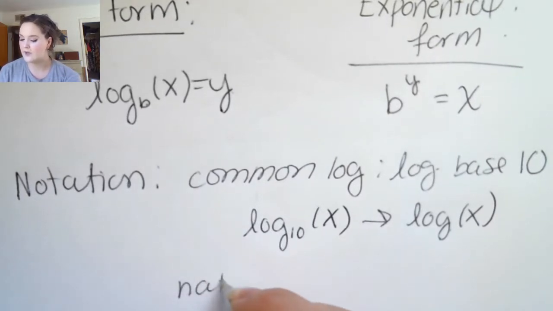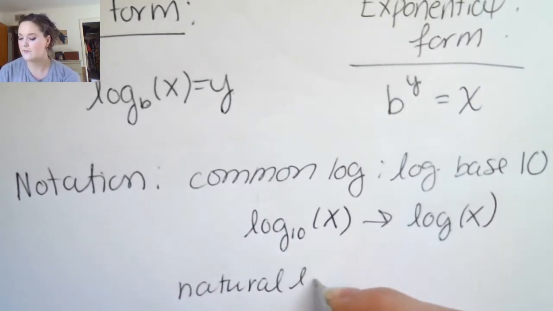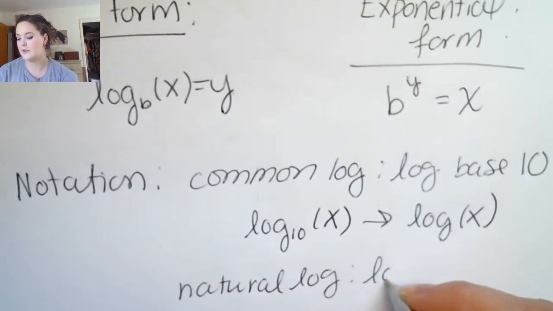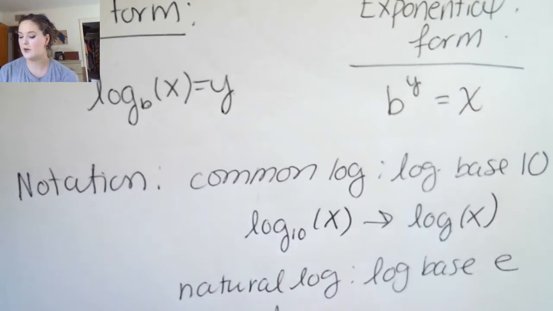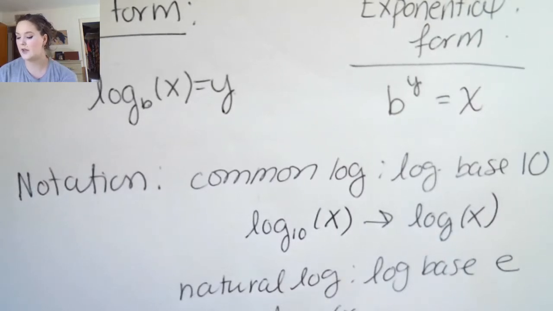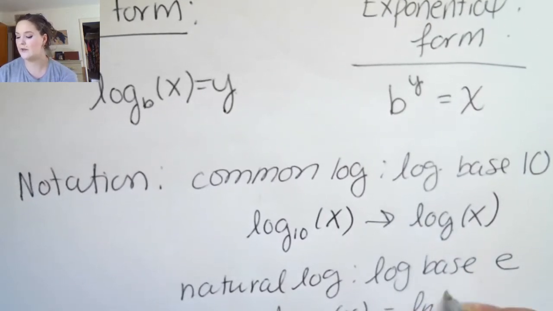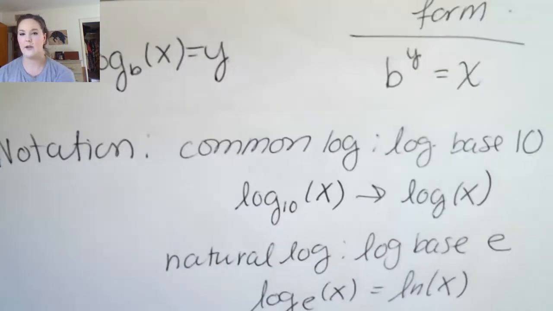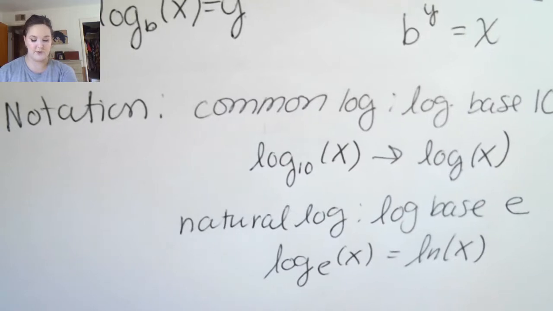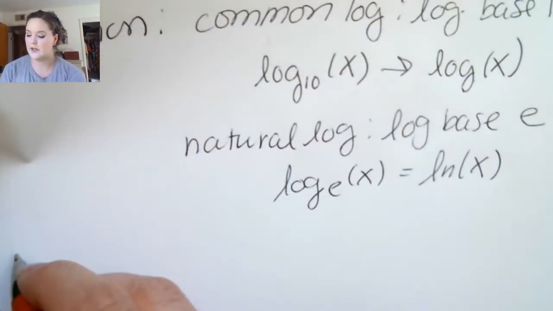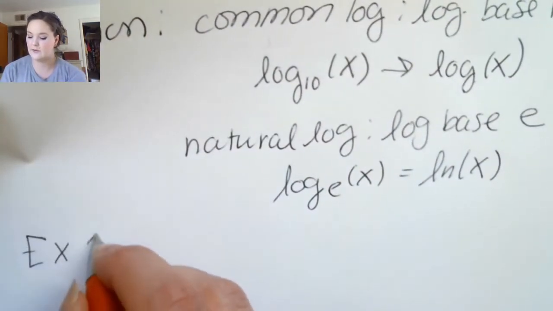Okay, now if you have the natural log, okay, remember this is log base e. Okay, and instead of writing log base e of x, people will write ln of x. Okay, all right. So now that we remember those two common notations, let's do an easy couple of examples.